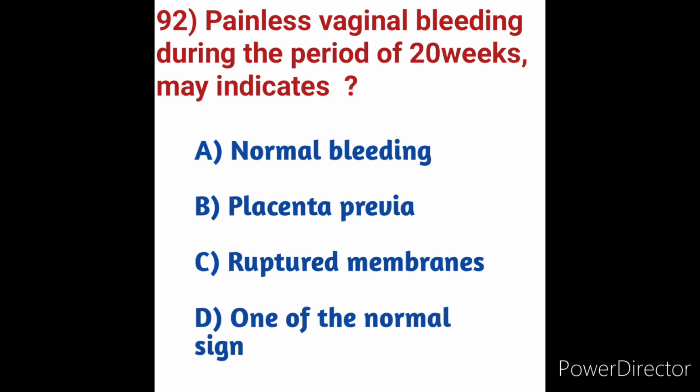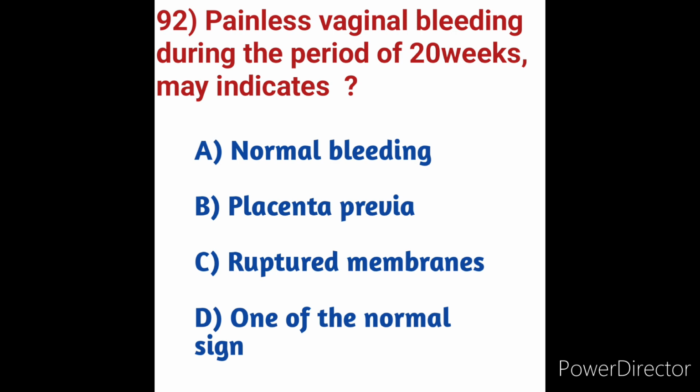Painless vaginal bleeding during the period of 20 weeks may indicate what? Here the vaginal bleeding is present at 20 weeks of gestational age. It is painless vaginal bleeding during the period of 20 weeks. What can it indicate? We will see the options here. Option A, normal bleeding. Option B, placenta previa. Option C, ruptured membranes. Option D, one of the normal signs.